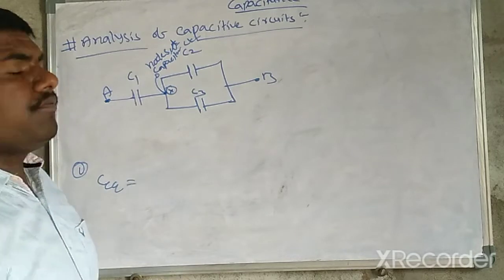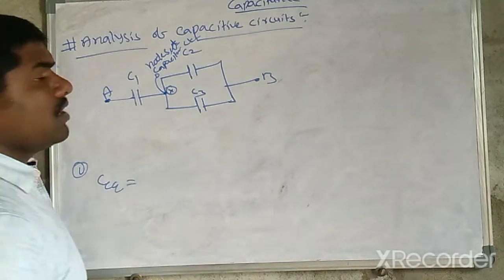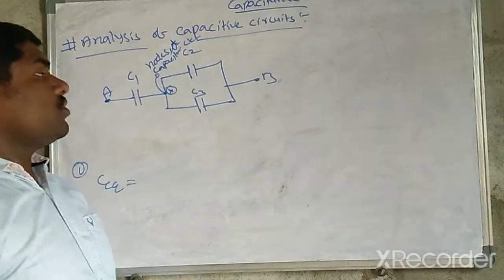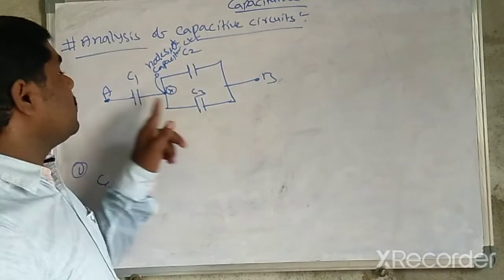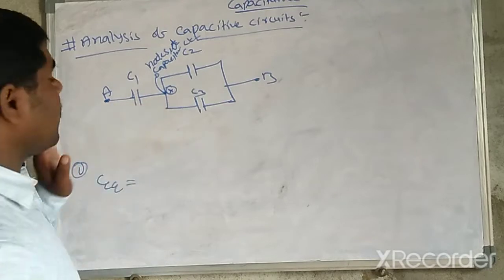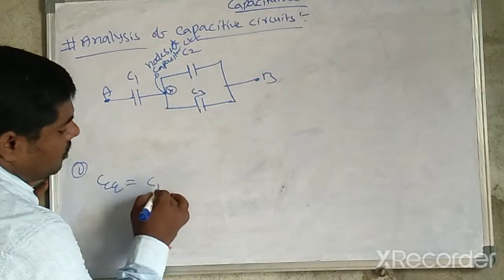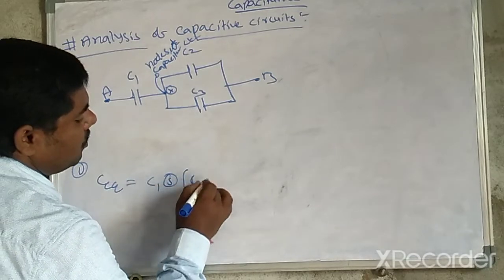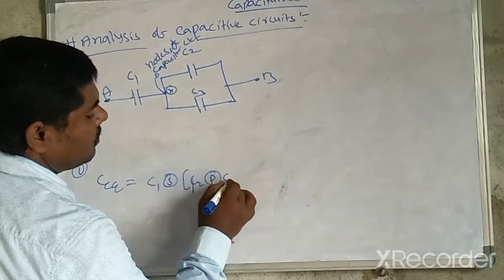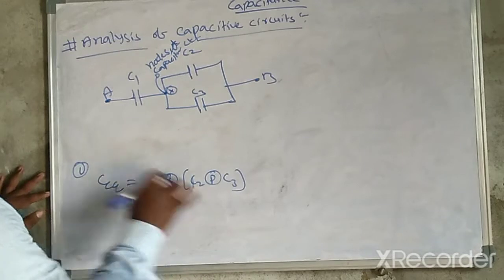So you may identify which connection C1, C2, C3 have. C2 and C3 here must be a parallel connection, and then C1 is in series. So C1 is in series with the parallel combination of C2 and C3. You may identify it like this.